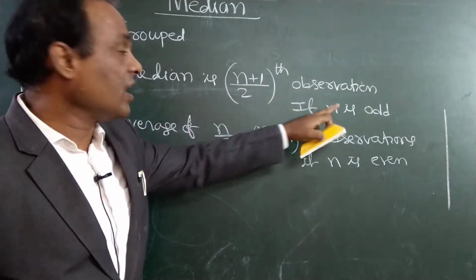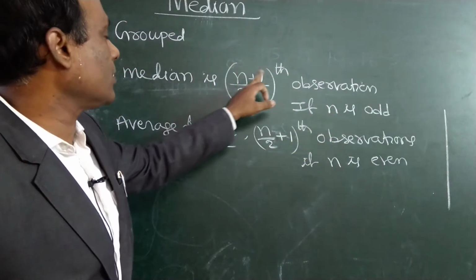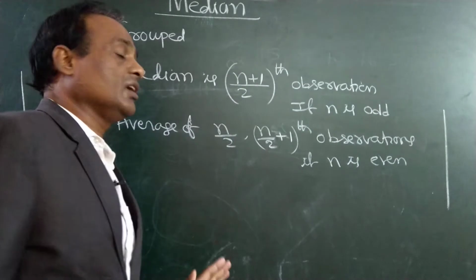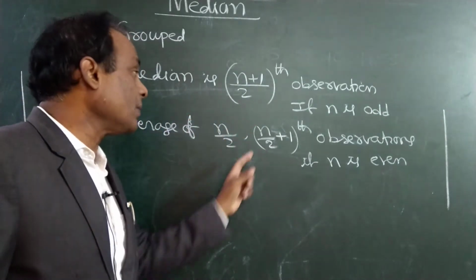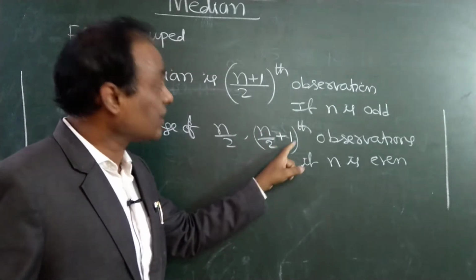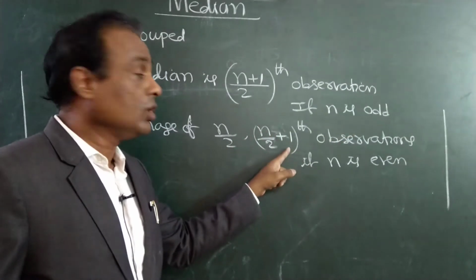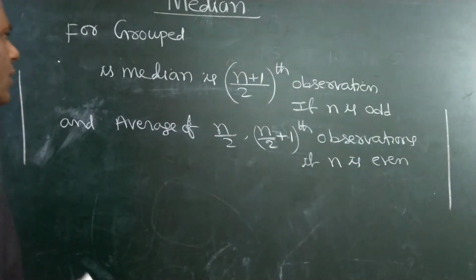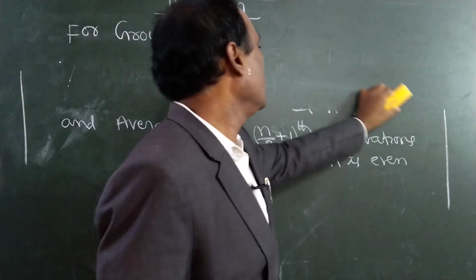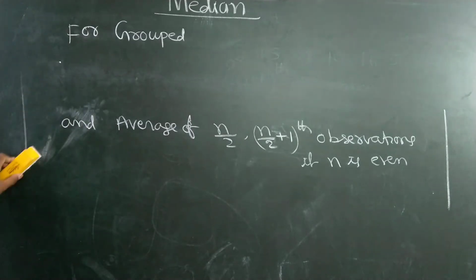If n is odd, we will get only one middle term, that is n plus 1 by 2th, that is the median. If n is even, we will get two middle terms, the n by 2th term and the n by 2 plus 1th observation. In that case, we have to take the average, that I already explained in the example. Now write down for grouped data.